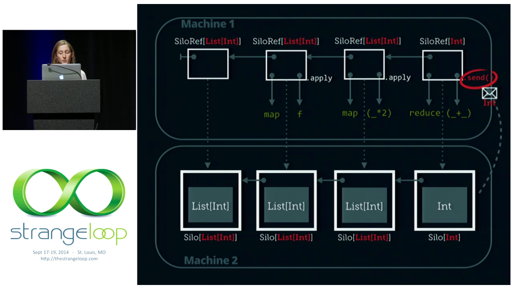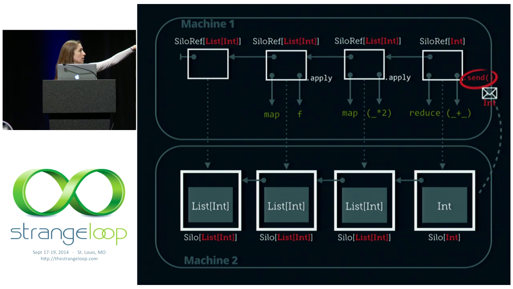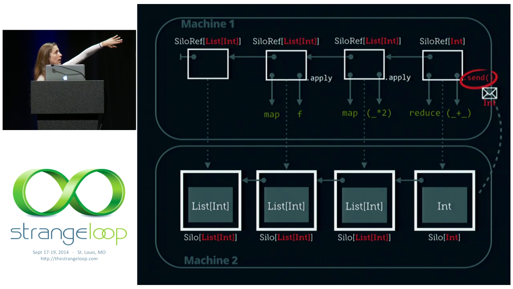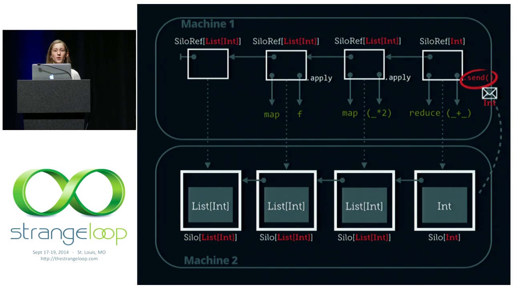That happened too quickly. The silo thing on the very right here, the silo of int, represents, as you can see, the reduce operator. And when that finishes its operation, this would then return its result back to the silo ref that requested it. And it completes that feature that I showed you earlier. So the send method has type future of t, where in this case it's future of int, and it gets completed with the result of the reduce.